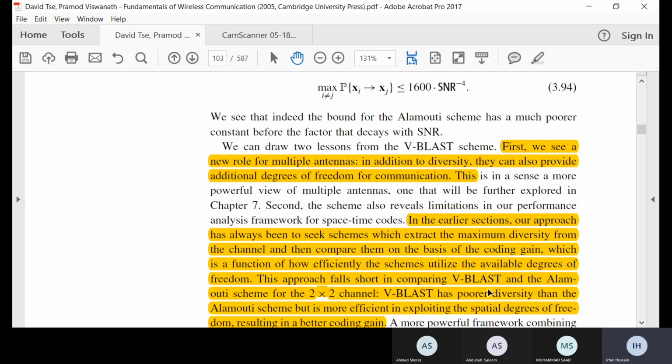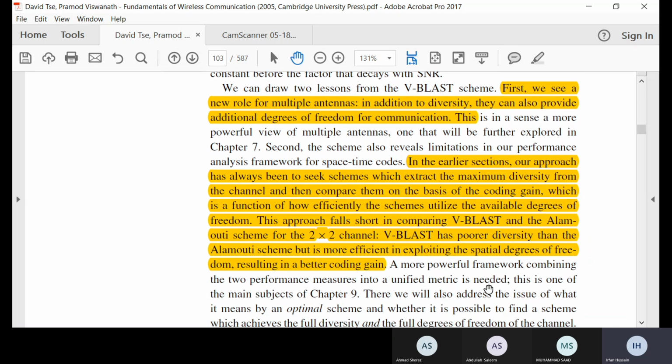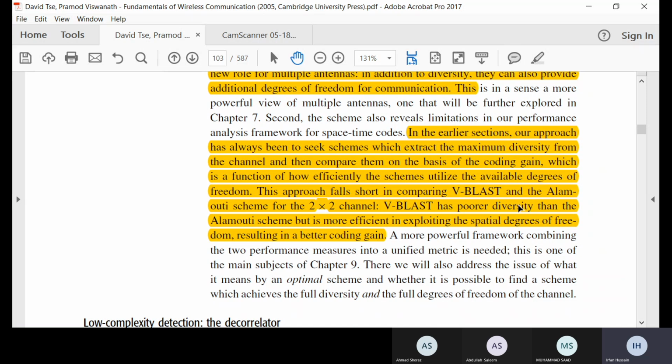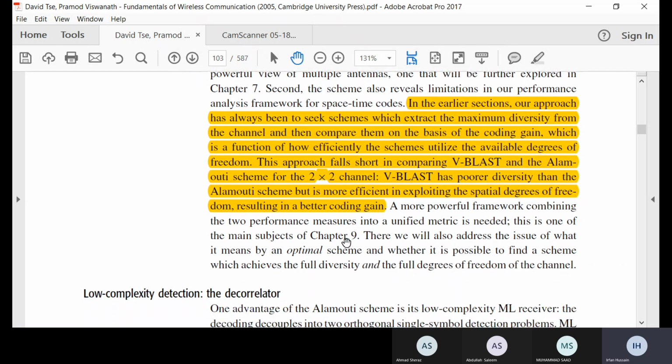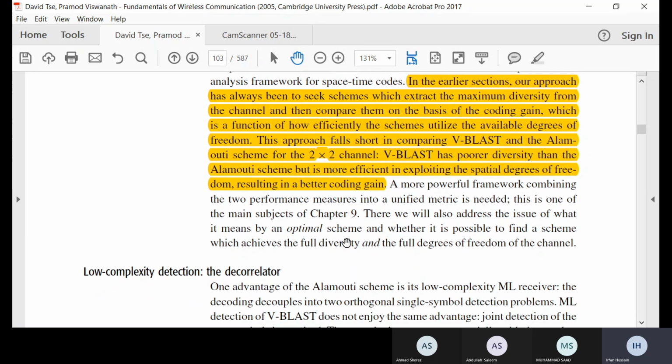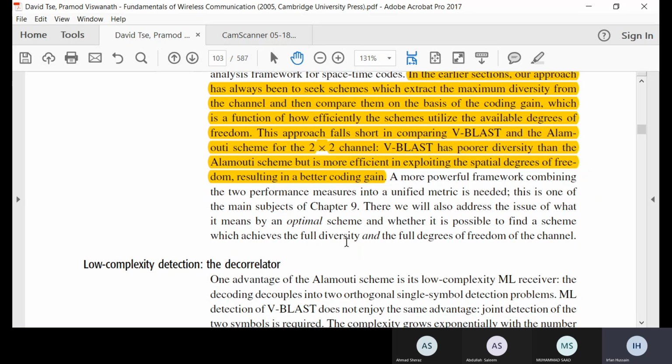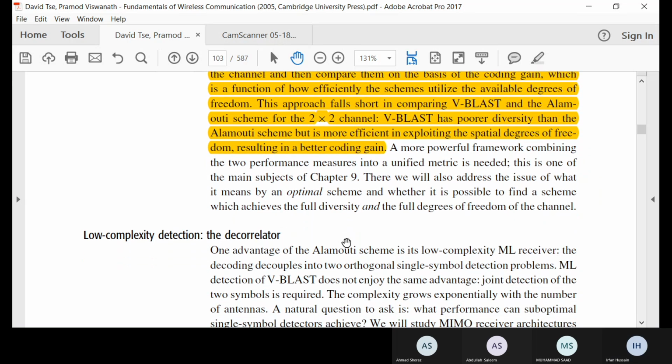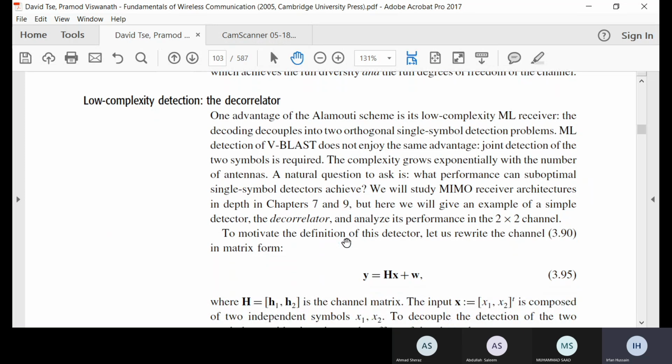But this approach falls short for VBLAS and LMOT, because we can see LMOT has poorer diversity gain, but it exploits degrees of freedom more efficiently, or gives better coding gain. And a powerful framework for a unified metric for discussing both of them is needed. This is not out of the course. This will be chapter 9 in some other course, or the second version of this course. Now let us go further.